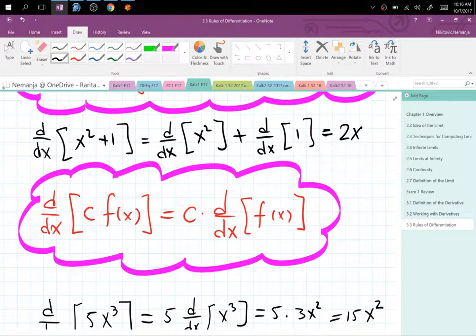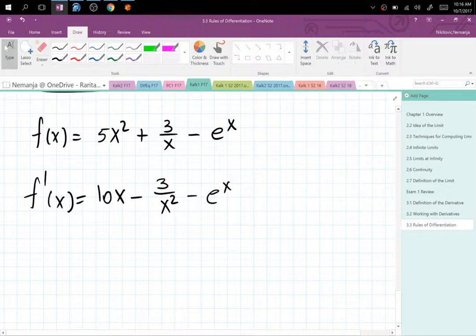What happened? How did you get the middle term? Oh, I didn't hit it. How did you get it? Ask him. So you write this as 3 times x to the minus 1. And then the derivative of this is 3 times negative 1 x to the negative 2. And then put it together. Okay.